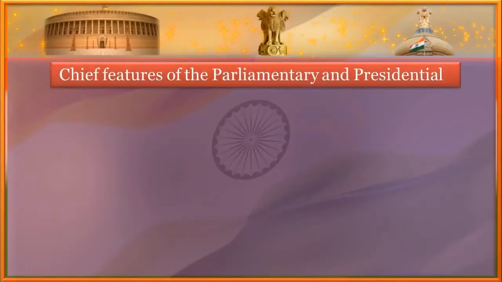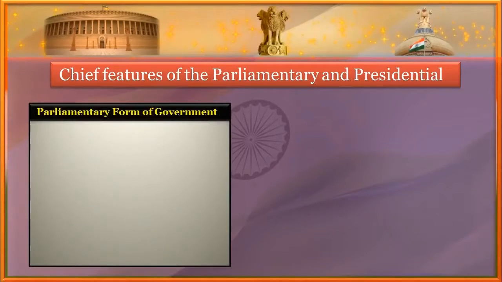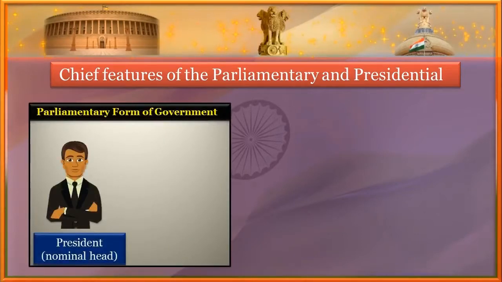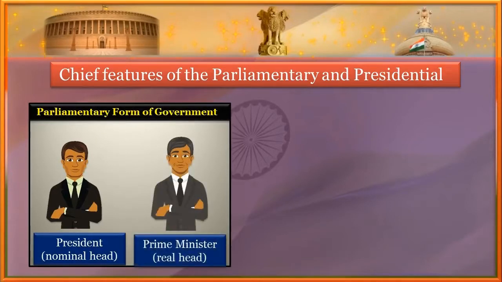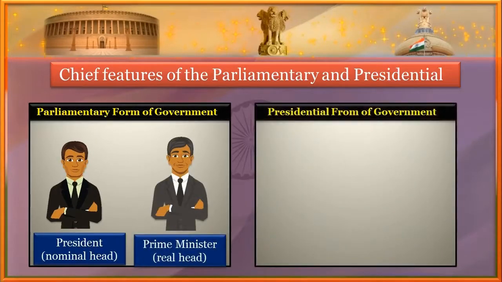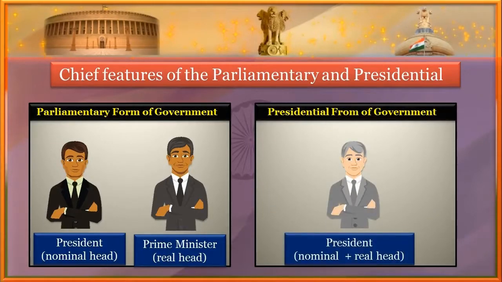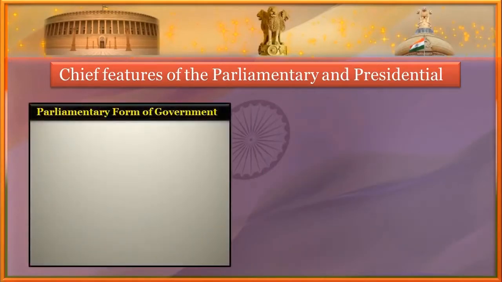Chief features of the parliamentary and presidential forms of government. We can understand the chief features of the parliamentary and presidential forms of government by their comparison, which is as follows. Parliamentary form of government. Under it, the president is the nominal head. The real head of the government is the prime minister. Presidential form of government. Under it, the president is both the nominal and the real head. There is no prime minister. Parliamentary form of government.